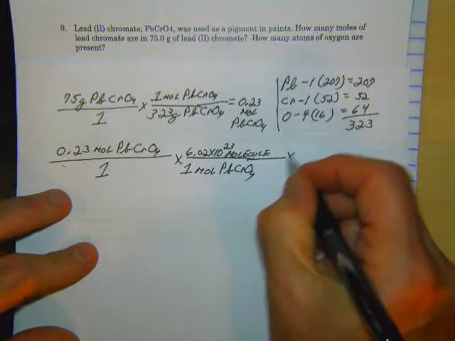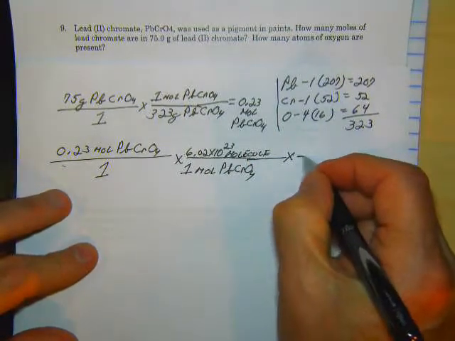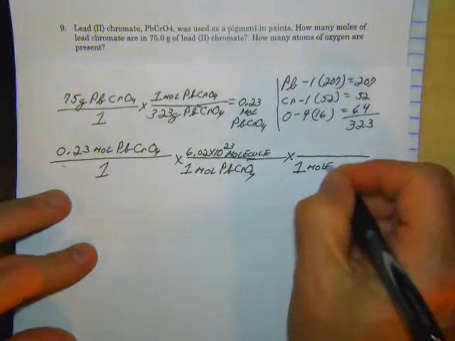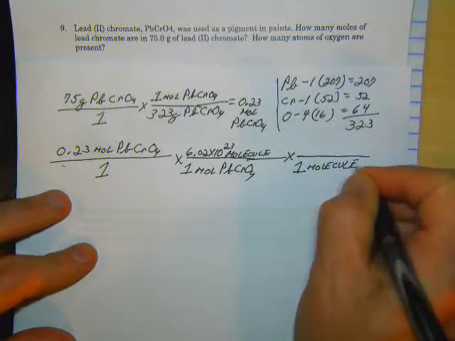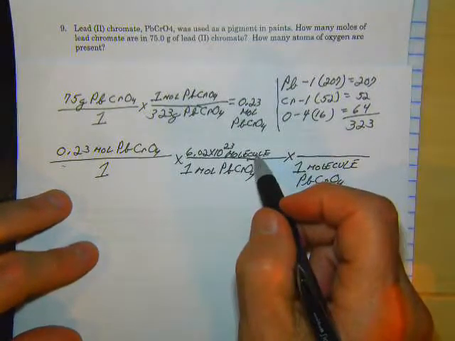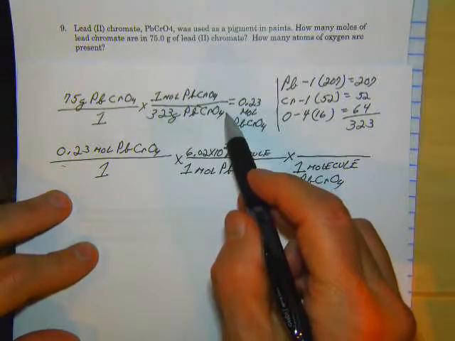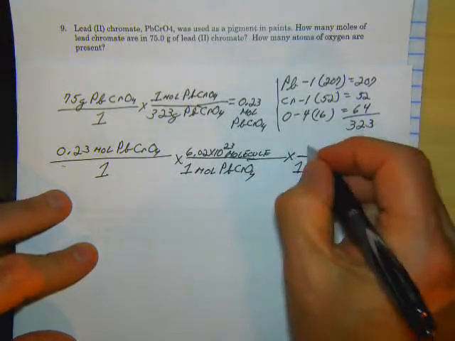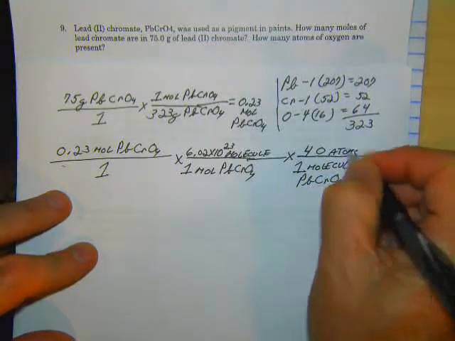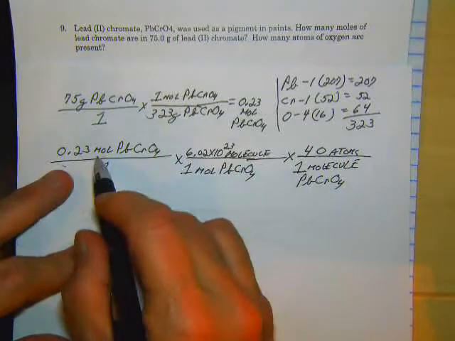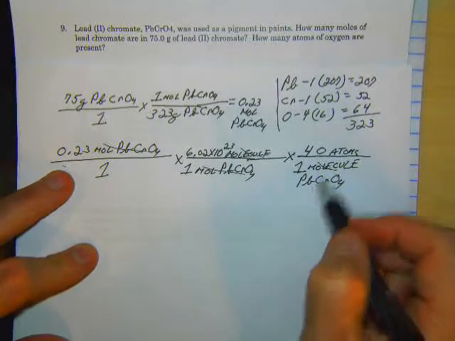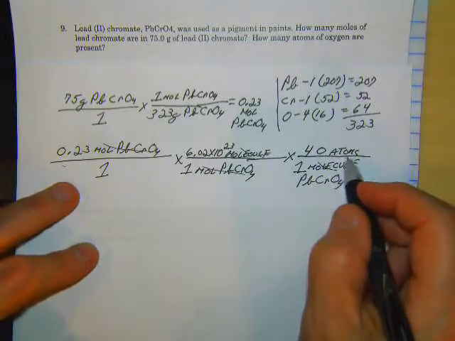Well, then we got to go back to the formula. In 1 molecule of PbCrO4, if we look at the formula, we've got 4 atoms. So we have 4 oxygen atoms. And that's what we want our answer to be. So we got this many moles. Moles of this are gone. Molecules of this are gone. So we're left with atoms of oxygen.